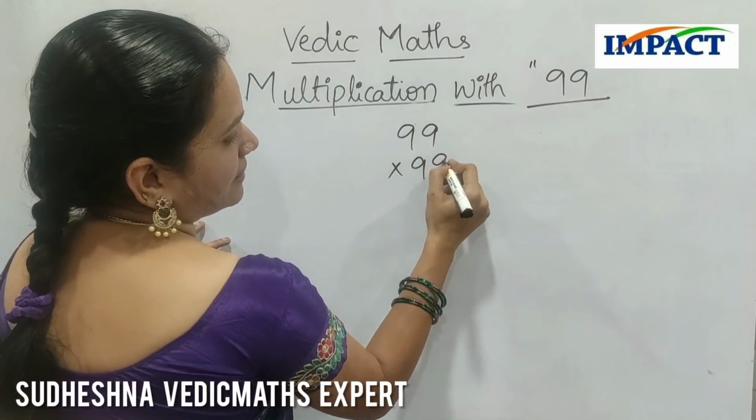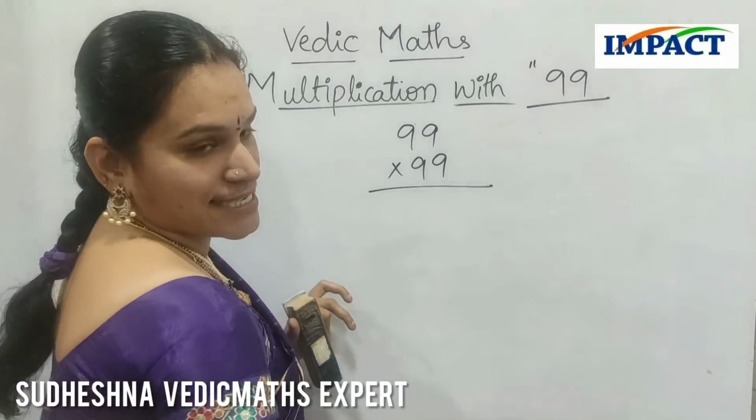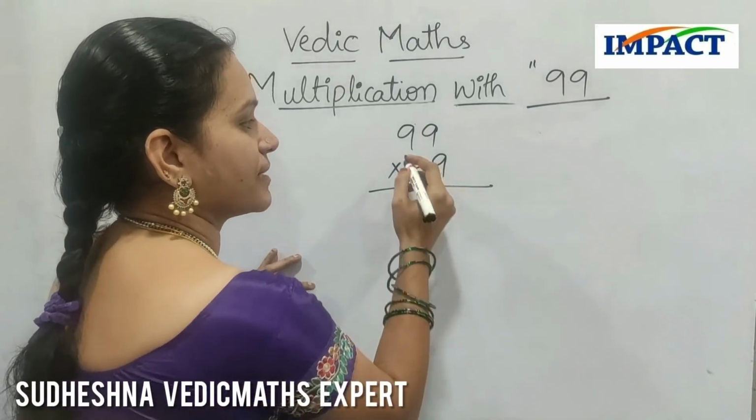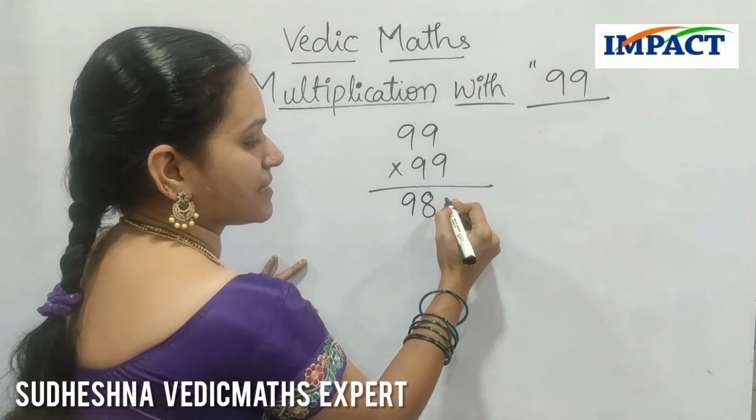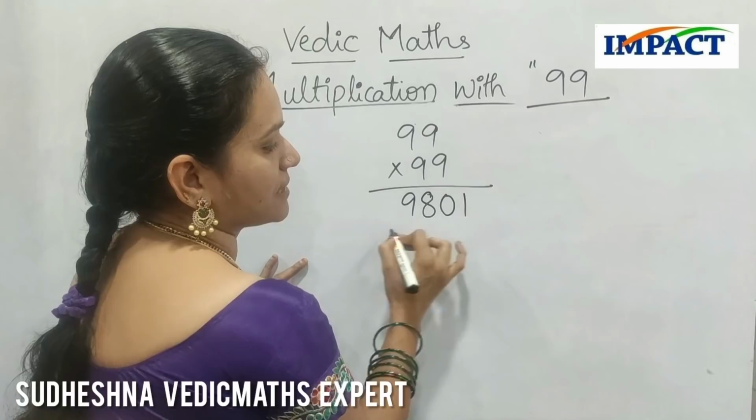99 into 99. Yes, two biggest numbers I am taking for the 2 digits. Right. What is the before number for 99? That is 98. And 9 minus 9 is 0. 9 minus 8 is 1.